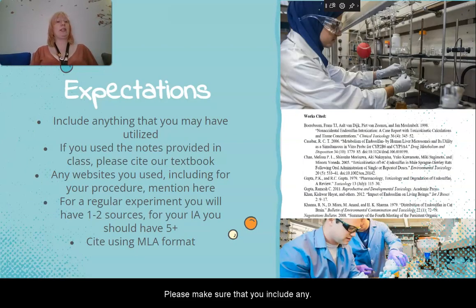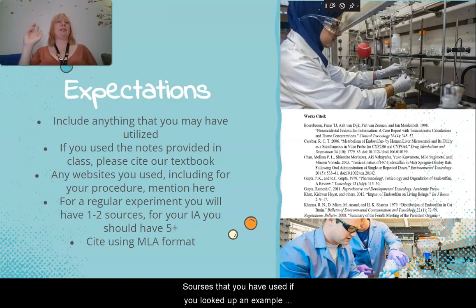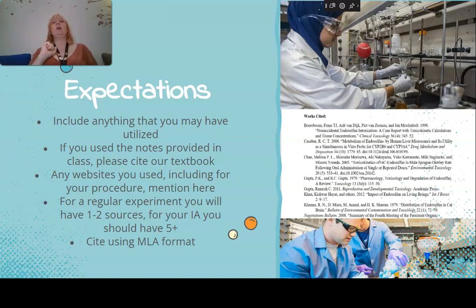Please make sure that you include any sources that you have used. If you looked up an example procedure online, if you referred to the textbook, your notes, anything at all, make sure it's included in your works cited. For a regular experiment, you should have 1 to 2 sources. When we get to the internal assessment, you should have at minimum 5 sources. IB does not have a specific requirement for how to cite your sources, but I recommend using MLA format.